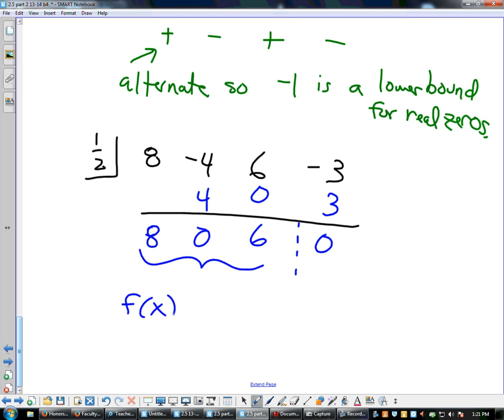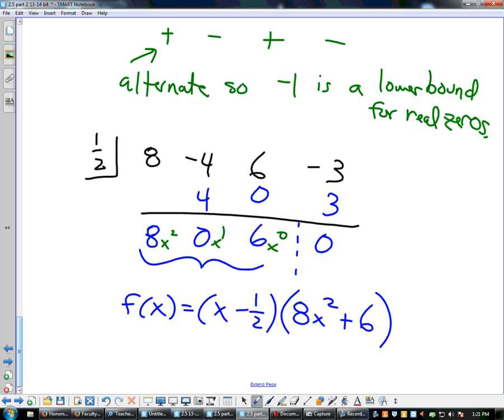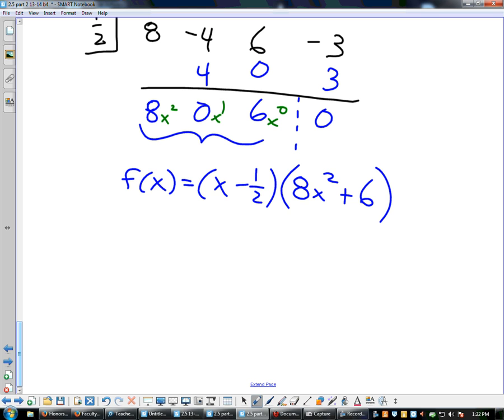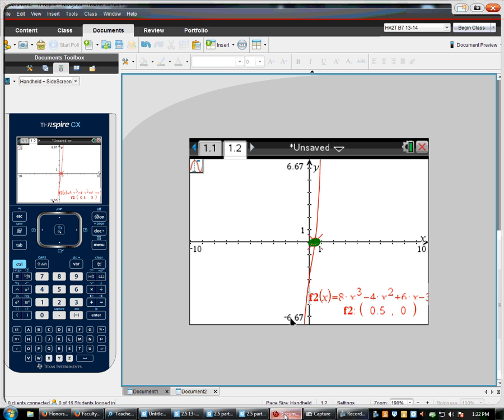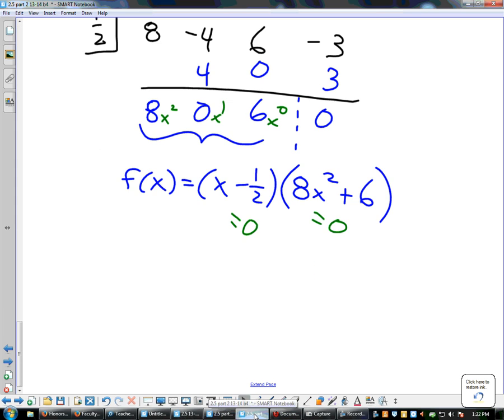So my function could be written as x minus 1/2 times 8x squared plus 6. There's no x to the first term, right? This is x to the 0, x to the first, x to the second. So to find the remaining zeros, I can set both of these equal to 0. Remember, we only saw the graph crossing through the x-axis in one place. That's right here. So we think that the other two zeros are going to be what? Imaginary, right? So let's solve this and see if that's true.